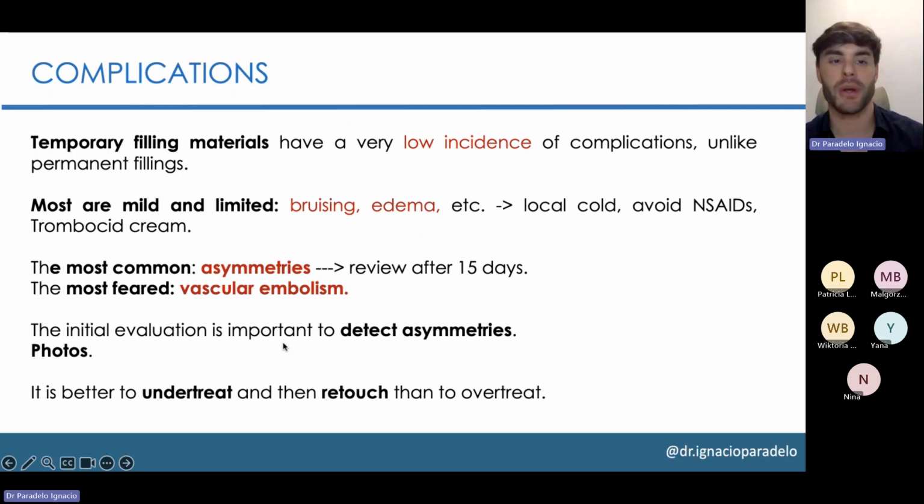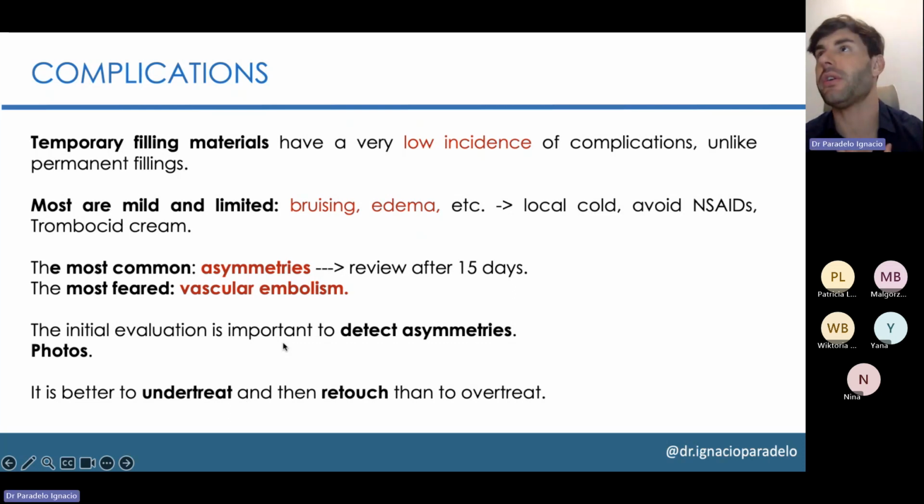The most common complications are asymmetries. That's why we have to review our patients after 15 days. And the most feared complication is the vascular embolism that I mentioned when we saw the vascular arteries. The initial evaluation is important to detect asymmetries. That's why it's also very important to take pictures and photos of our patient before the treatment to recognize the asymmetries and to show the patients that they already had the asymmetries before the treatment.